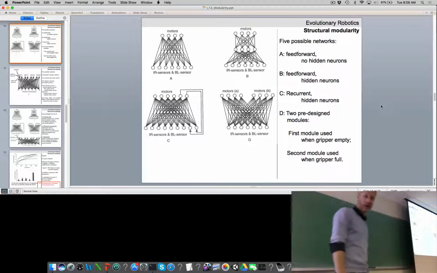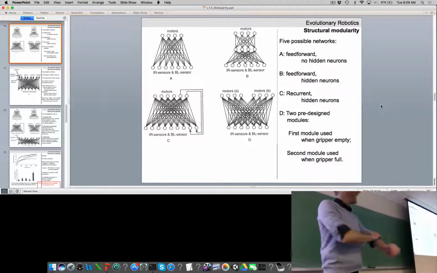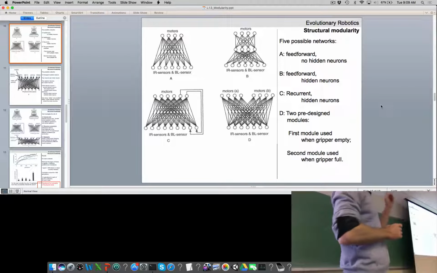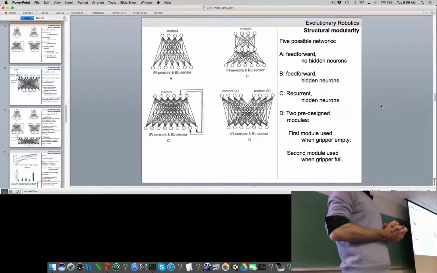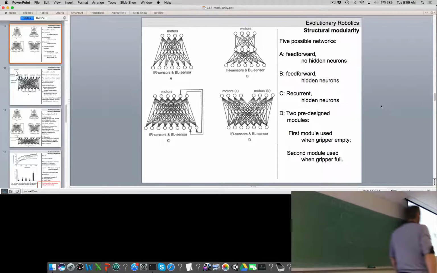C, we've added in recurrent connections. And D, this is an interesting one. This is one in which the investigators have manually imposed some modularity. Here's module 1. And here's module 2. And you can see that both module 1 and module 2 end in 4 motor neurons.